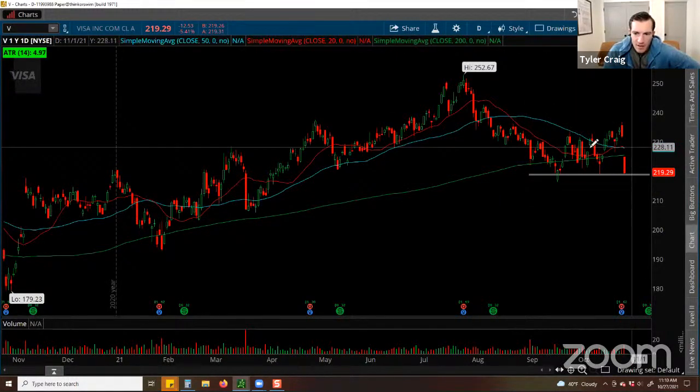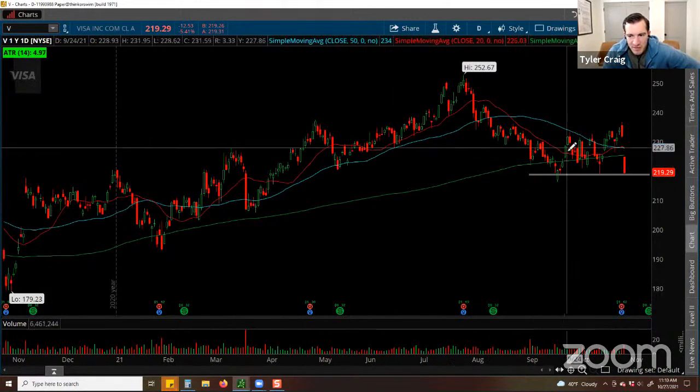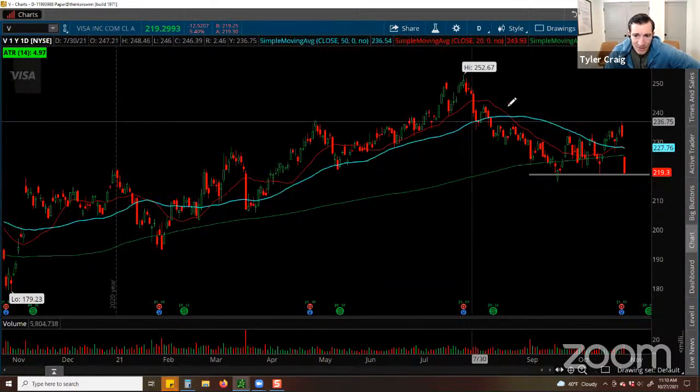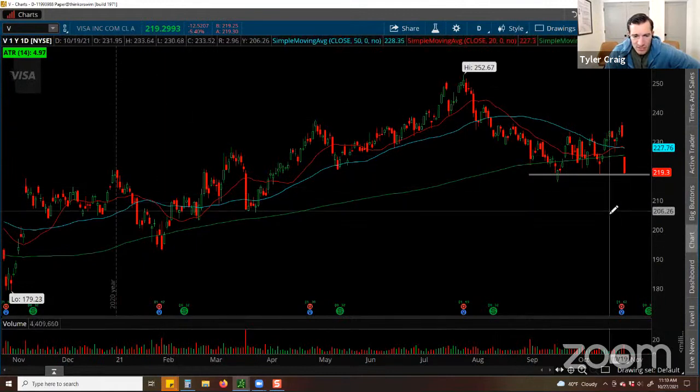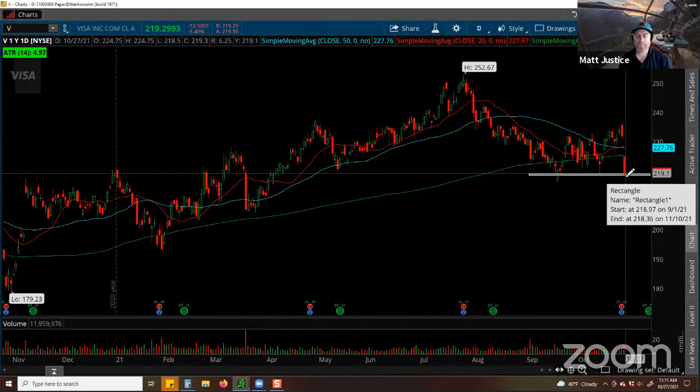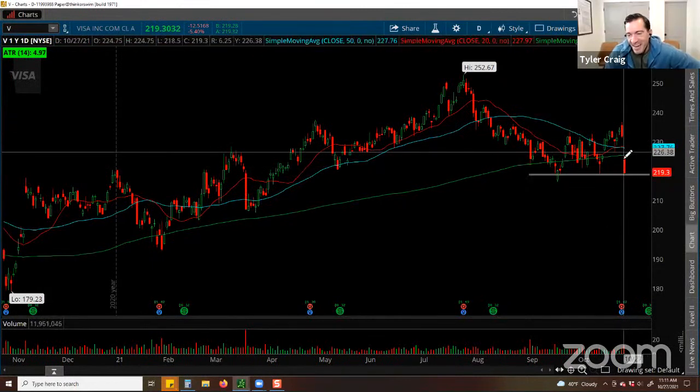Well, the first thing, as far as the chart goes, is Visa is not an easy stock to actively trade. It's kind of an investment. You either like it long term, or I don't know. This is a tough chart for me, just in general. Yeah, this is terrible in the short run. It looks hurt.